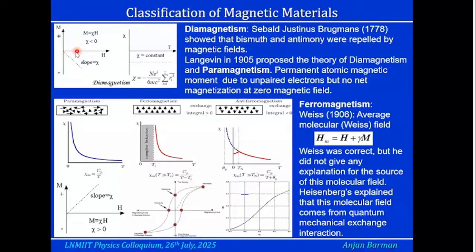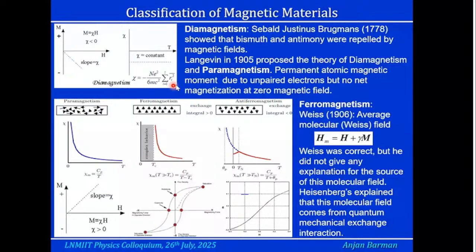So we write M equals chi H, where M is the magnetization, H is the magnetic field, and chi is the susceptibility. Here chi is less than 0. You have a negative susceptibility like that. And chi can be determined by the Langevin formalism and so on. In 1905, Langevin proposed the theory of diamagnetism and also paramagnetism.